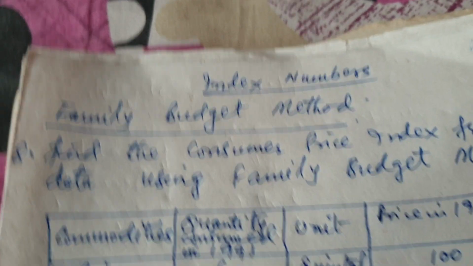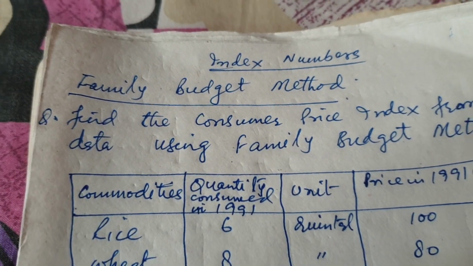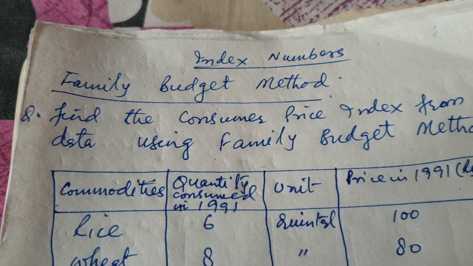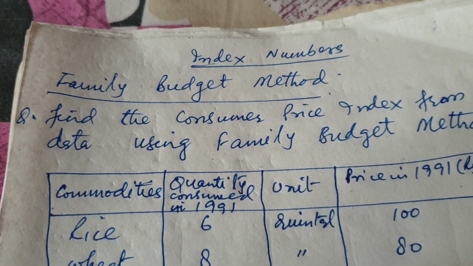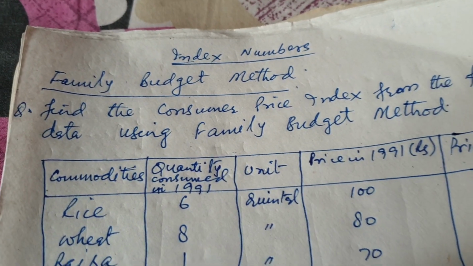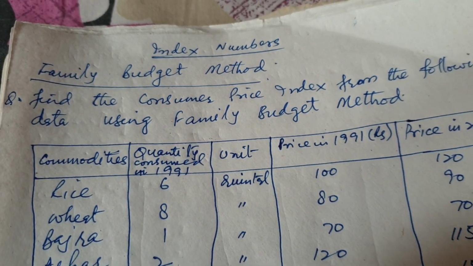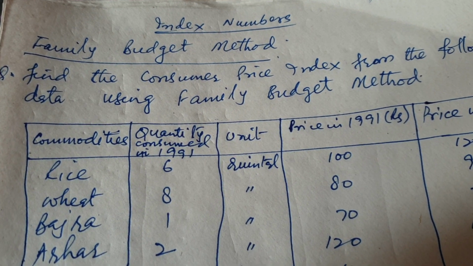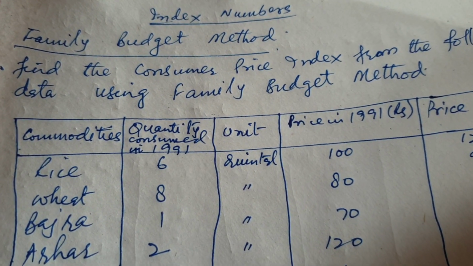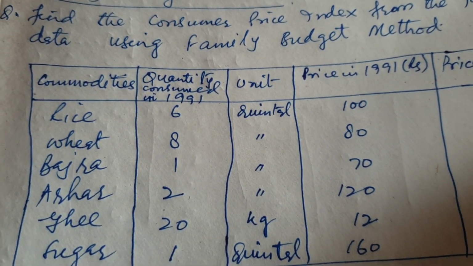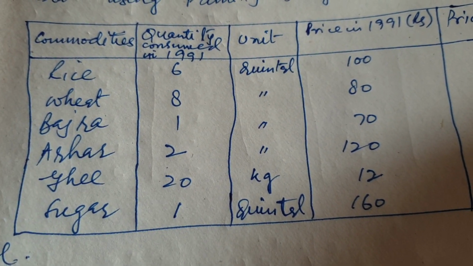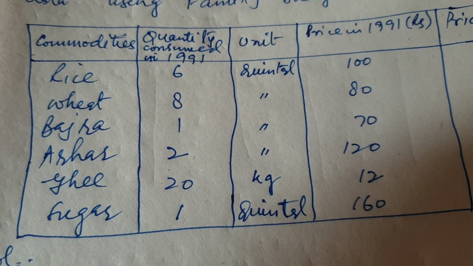Now, dear students, in this unit of index numbers, today we will learn how to construct the consumer price index by using the family budget method. The question is like this: find the consumer price index from the following data using the family budget method. The commodities are rice, wheat, bajra, arhar, ghee, and sugar.